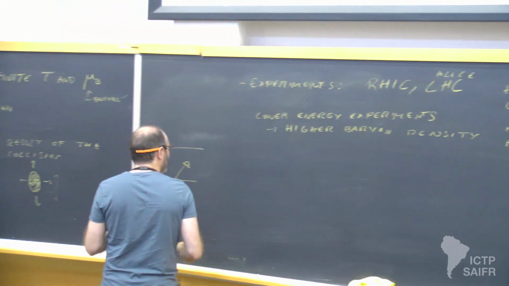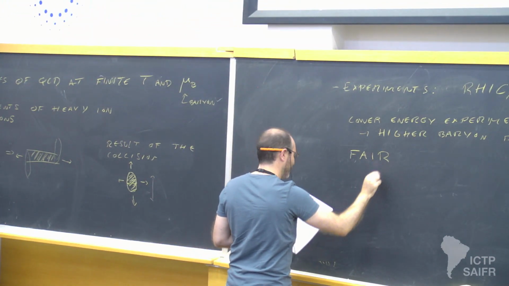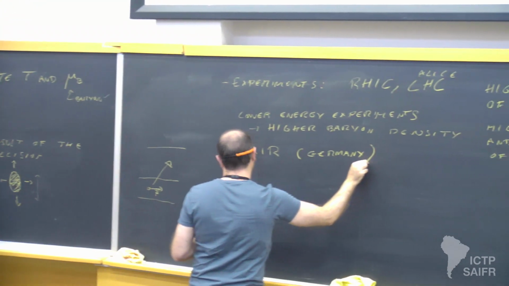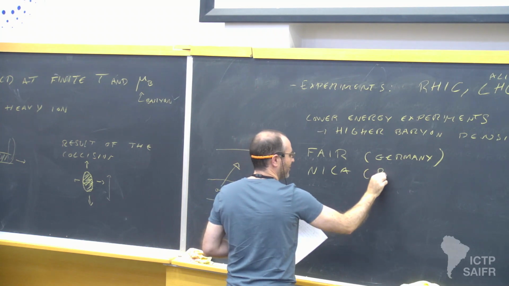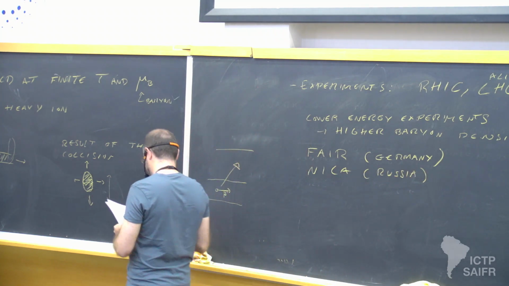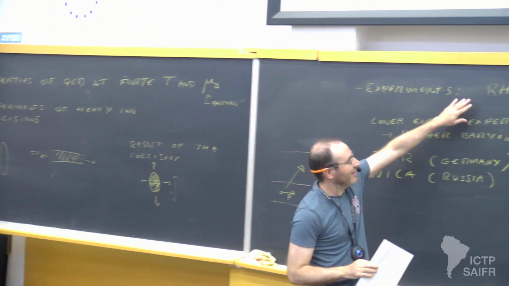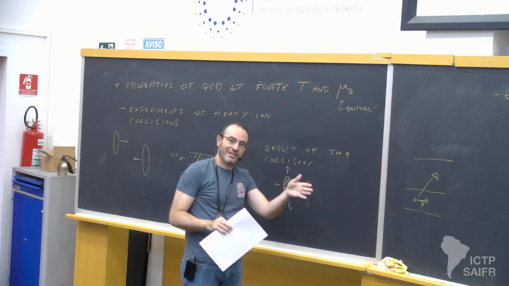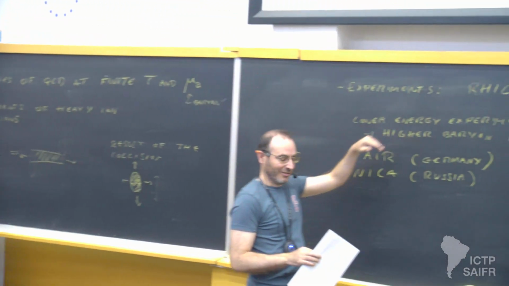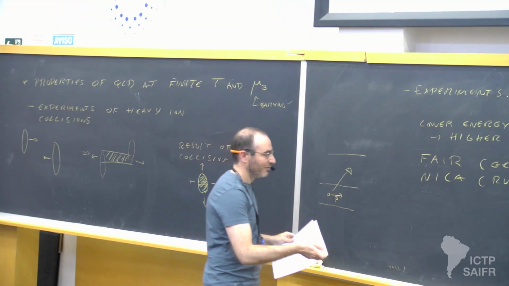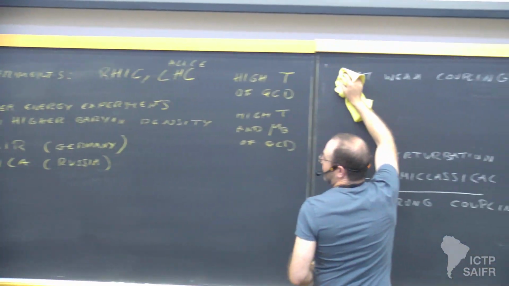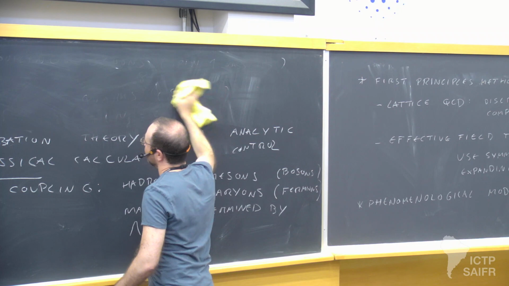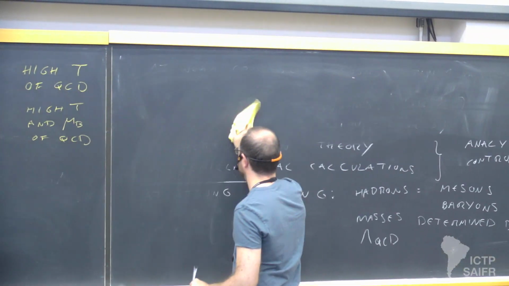And they are not running yet, but there are a couple of them in planning, at least. One is called FAIR, which will be in Germany, and the other one is called NICA, which should be in Russia. And nowadays at RHIC, for instance, they are trying to explore lower energies, but not to see exactly the high density regime, but moderate densities, to find something that is called the critical point of QCD. I will say a few words more about that later. So these are one kind of experiments that explore this finite temperature and finite chemical potential regime of QCD.